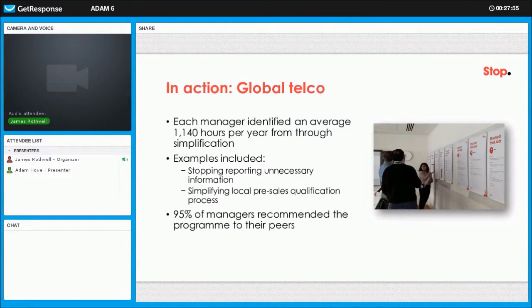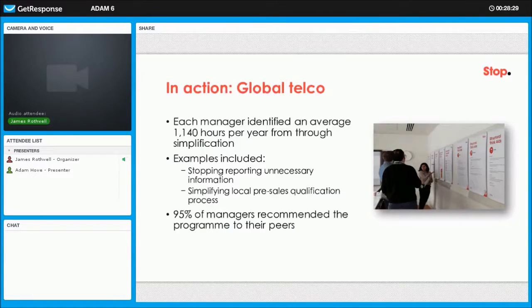And examples from that program included stopping the reporting of unnecessary information. There was colossal amounts of time being wasted on reporting information that the organisation didn't need. And we're simplifying some processes and procedures. And again, one of the big examples from this cohort of managers was actually looking at how we simplify local pre-sales qualification so as not to duplicate a process that came further down the line.